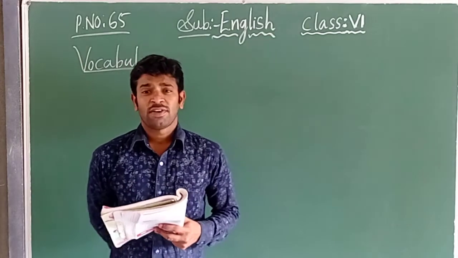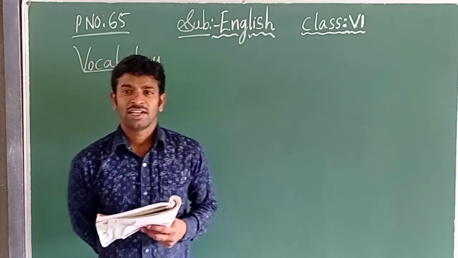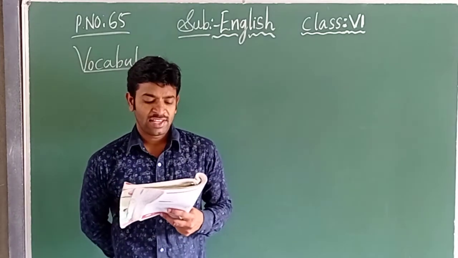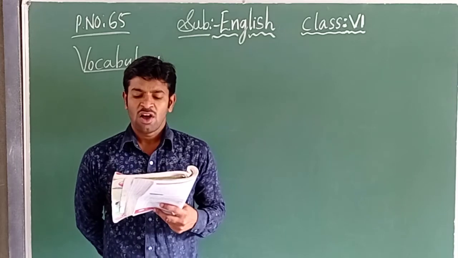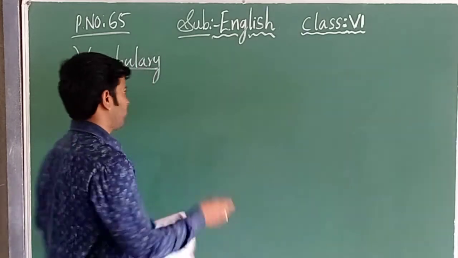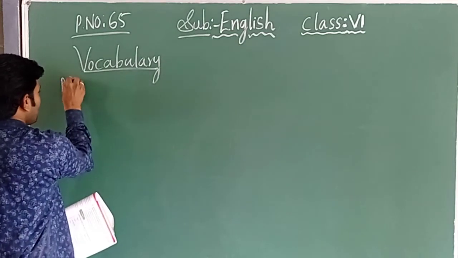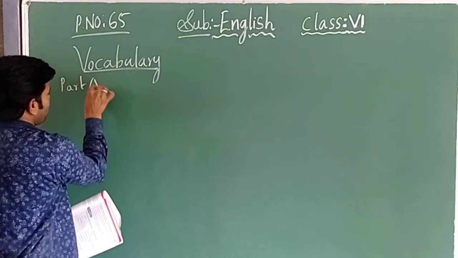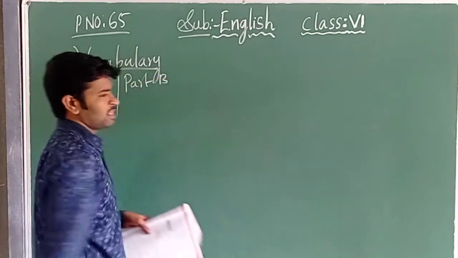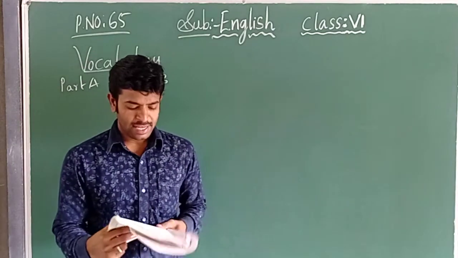Now what is the first activity given in the vocabulary part, children? Match things in part A with their uses or meanings in part B. That means part A and part B are given, children. Yes, part A and part B are given.